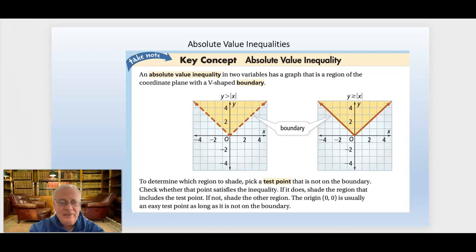Now you can determine which side to shade, again, using a test point. You can check whether that point satisfies the inequality. If it does, then shade that side. If it doesn't, then shade the other side. However, we're going to use only slope-intercept form. So you can just look and see, is it pointing at the y or pointing away from the y?